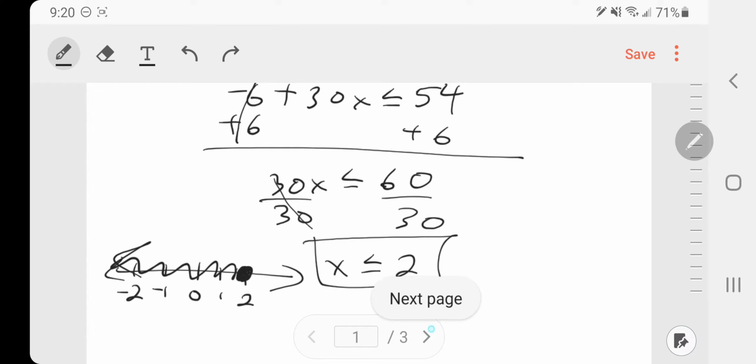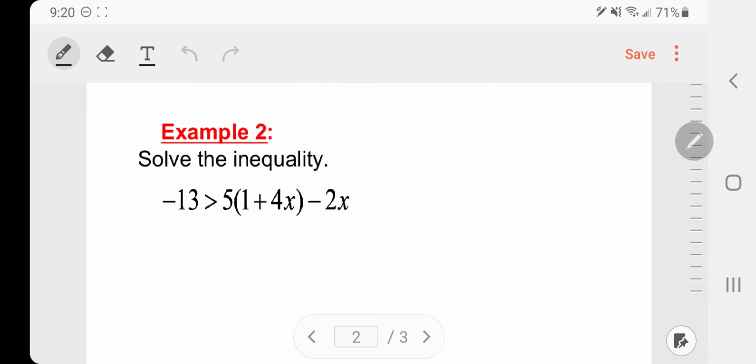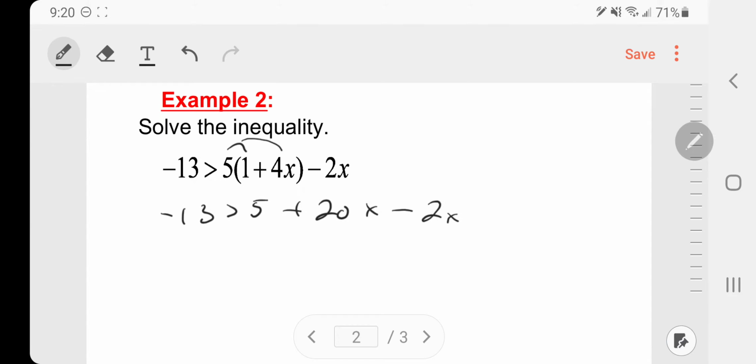All right, let's take a look at one more example. Okay, so let's start solving this. All right, we get negative 13. I get 5, 20x minus 2x. Okay, I just applied the distributive property.